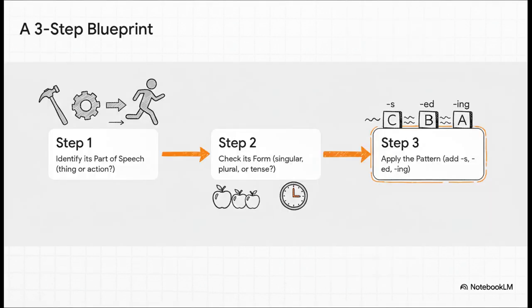So we can boil it all down to this simple, three-step process you can use for pretty much any new word you come across. First, just ask, is it a thing or an action? Second, what form do I need? And third, just apply that super simple pattern. Add an S, an ED, or an ING. That's it. That's your master key.